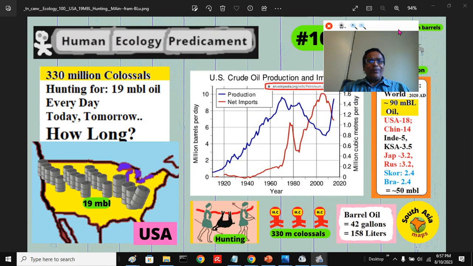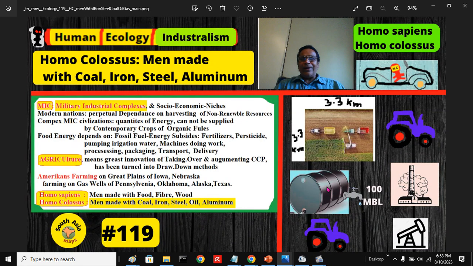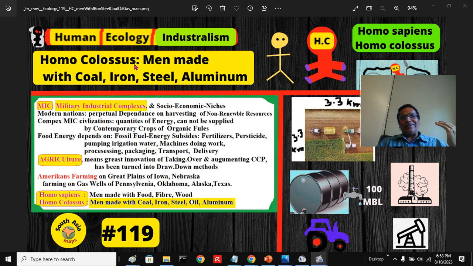That's very serious. Here we say the Americans are not only farming Iowa and Nebraska, they are also farming the oil fields. Every day 100 million barrels, here I put 90 MBL, of oil has to be pumped from the planet Earth, among which the USA is consuming 18, China 14, India 5, the Kingdom of Saudi Arabia 3.5, Japan, Russia, and so on. So in order to continue our lifestyles, every day 100 MBL of oil has to be extracted today, tomorrow, the day after tomorrow, and this cannot be done forever. That's very important; we need to keep it in mind and think about it. Homo Colossus are men made with iron, coal, steel, aluminum.